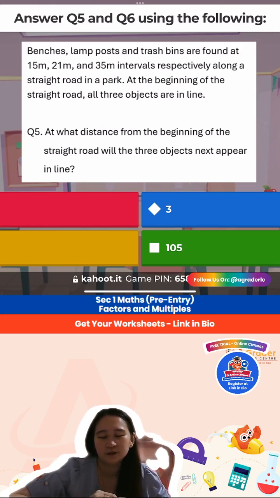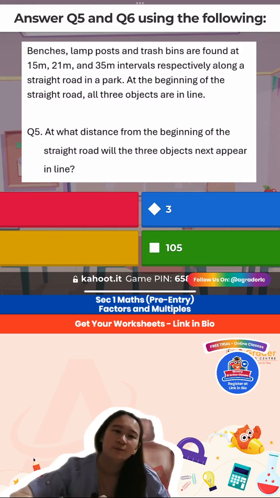So you have to answer question 5 and question 6 using this following scenario.